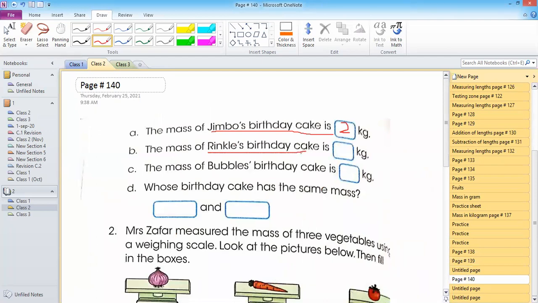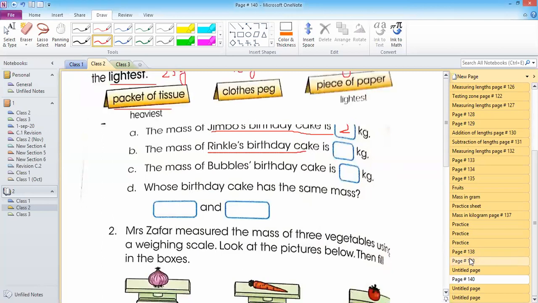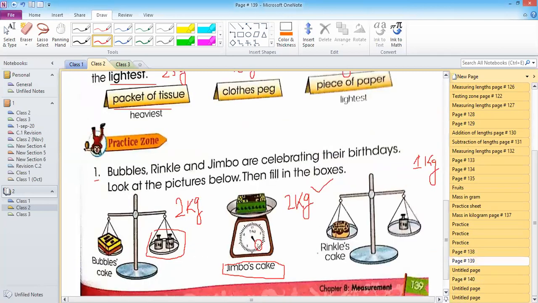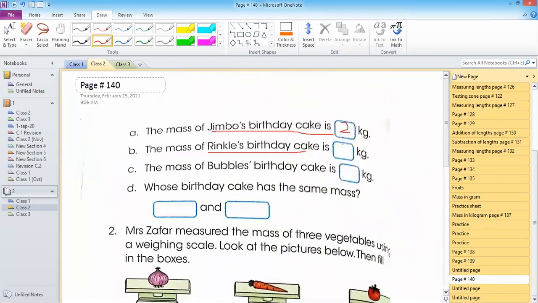Now, you will have to check the mass of Wrinkle's birthday cake on page number 139. The mass of Wrinkle's cake is, yes guys, how much? 1 kilogram. That's very good. The mass of Wrinkle's cake is 1 kilogram.